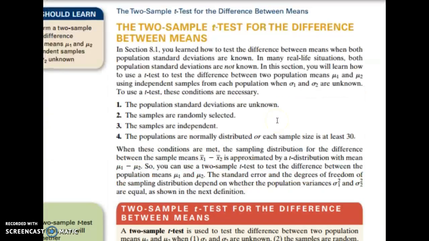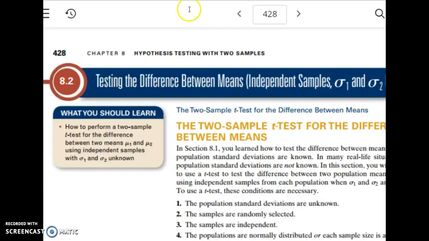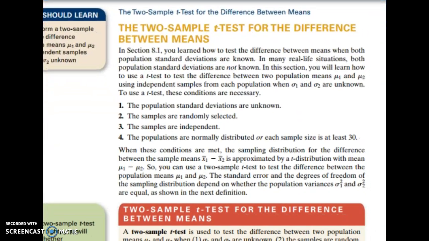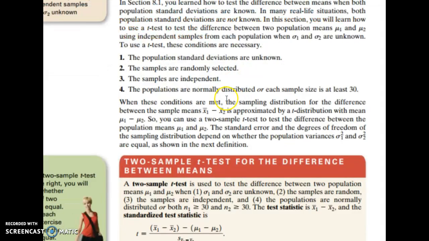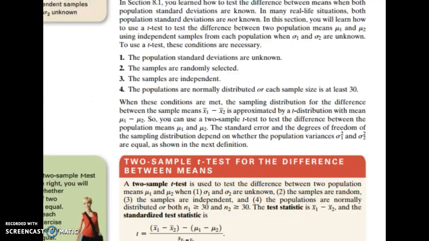Okay, so jumping into the book now, this is on page 428, right at the start of chapter 8.2. The formulas we're going to use with our sample data are going to depend on whether the variances of the two populations are equal or not. Population 1 is the Burger Stop, and population 2 is Fry World. And you can see this problem says to assume the population variances are equal.